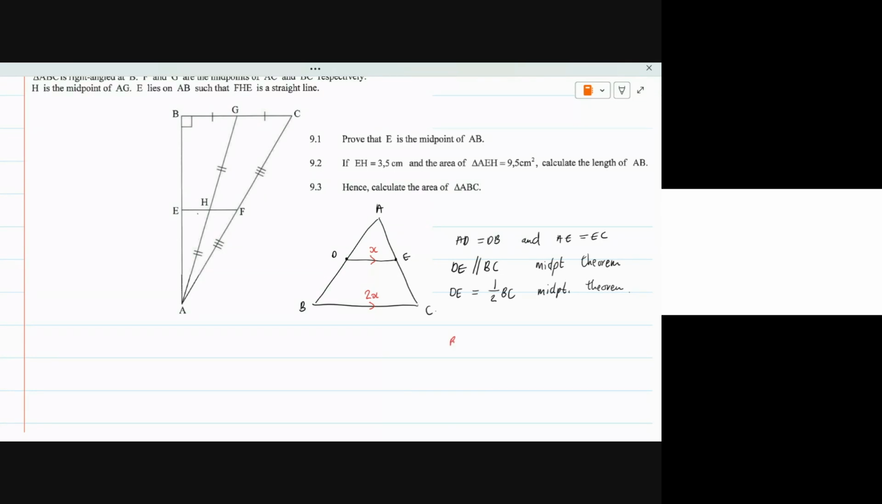Now, if they give you this drawing and they tell you that DE is equal to half the length of BC and DE is parallel to BC, then you can say, therefore, AD is equal to DB and AE is equal to EC. Now, this is not the midpoint theorem. This is the converse, the opposite of the midpoint theorem, the converse midpoint theorem. All right, everybody okay here?